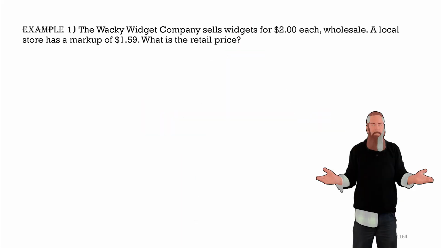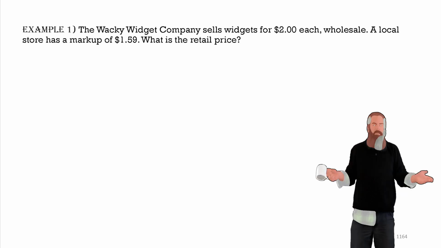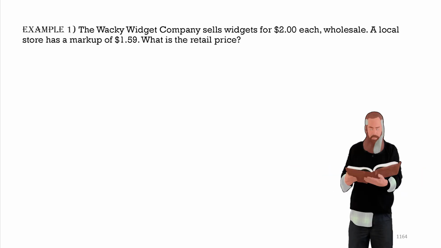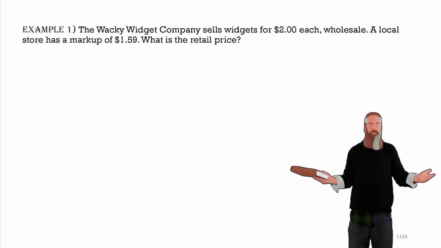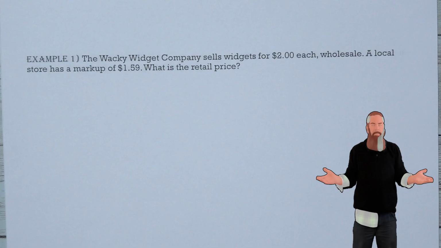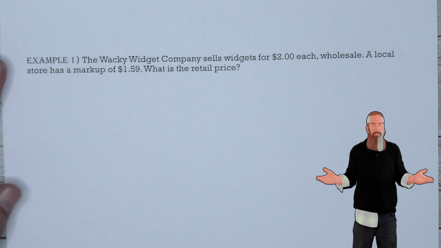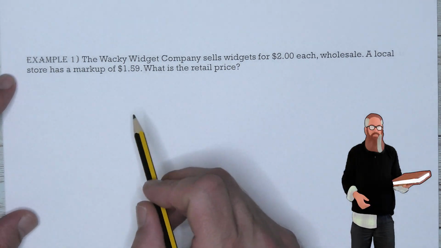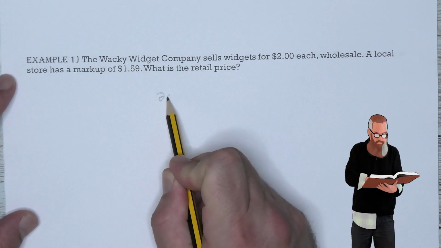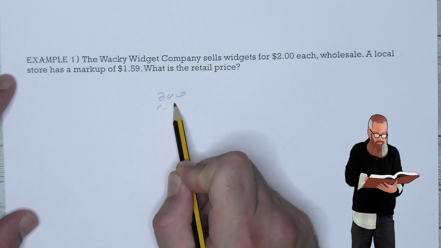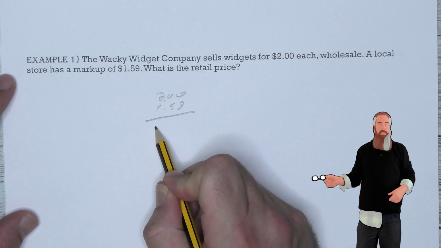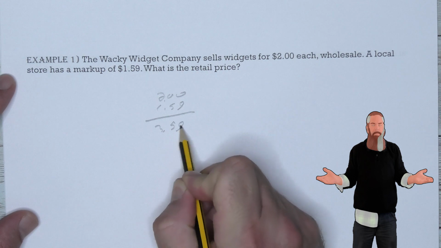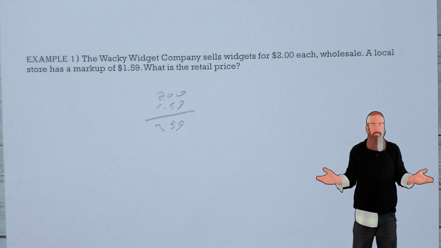The Wacky Widget Company sells widgets for $2 each wholesale. A local store has a markup of $1.59. What is the retail price? Well, we need to add the markup to the wholesale price, which means we need to take $2 and add $1.59 to that to get $3.59 as the retail price.